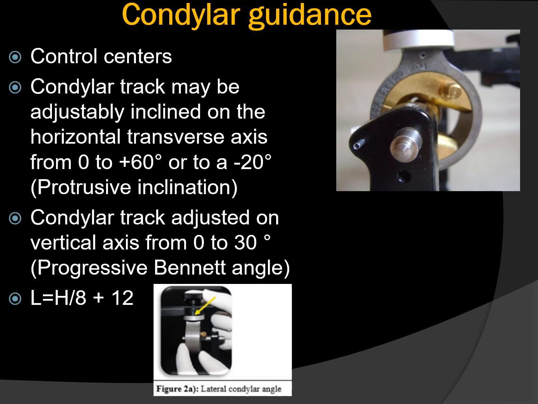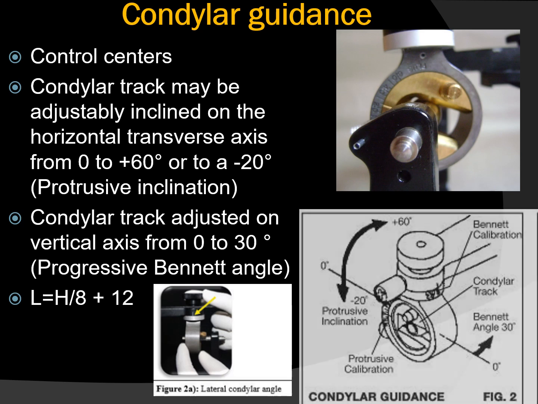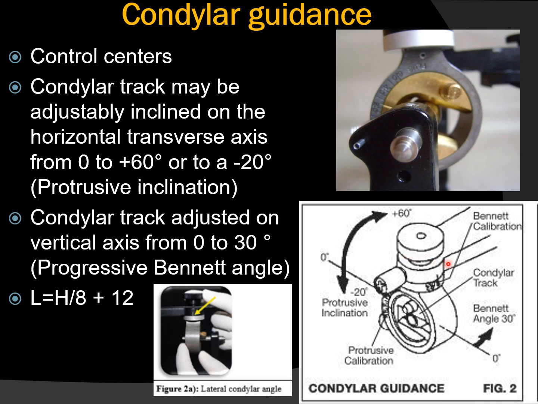Now the condylar track can be adjusted on a vertical axis from 0 to 30 degrees, which is termed the progressive Bennett angle and corresponds to the medial wall of the patient's fossa. So you can see here, this is the Bennett calibration, which is on a vertical axis.